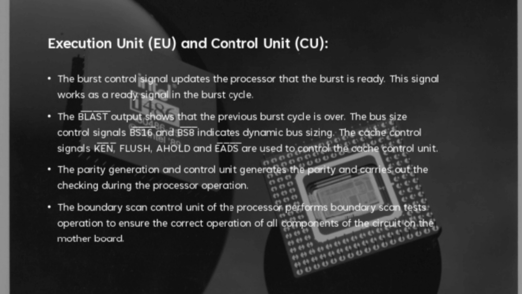The parity generation and control unit generates the parity and carries out the checking during the processor operation. The boundary scan control unit of the processor performs boundary scan test operation to ensure the correct operation of all components of the circuit on the motherboard.